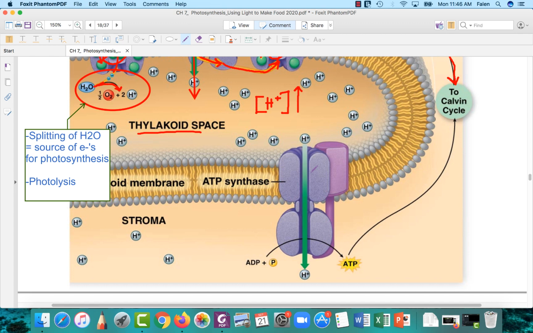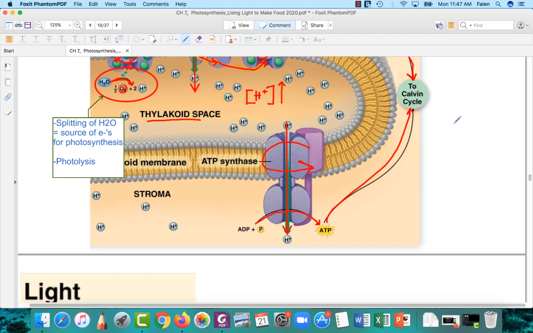They can't sit there forever. So by the laws of diffusion, they're going to move down their concentration gradient. And don't forget, they have an affinity for ATP synthase. They're going to move down their concentration gradient through ATP synthase. And once they start flowing, they're going to activate ATP synthase and start churning out ATP. Now, it'll make one at a time. And that ATP is going to go where? One place only, the Calvin cycle.